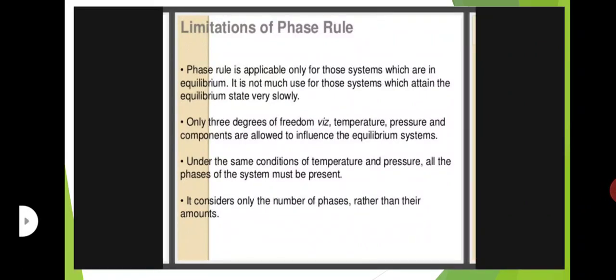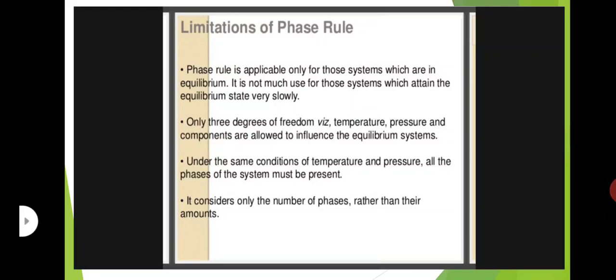Next is the limitations of the phase rule. The phase rule is applicable only for those systems which are in equilibrium. It is not much use for those systems which attain the equilibrium state very slowly.